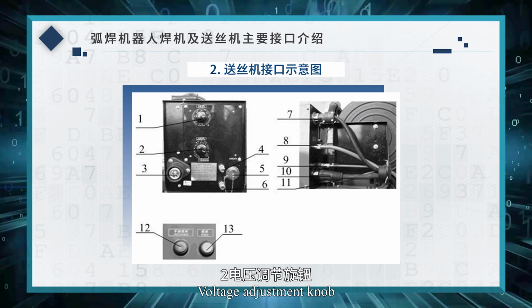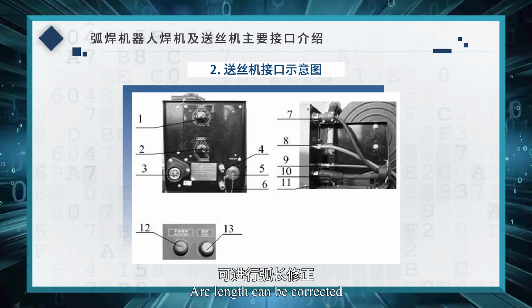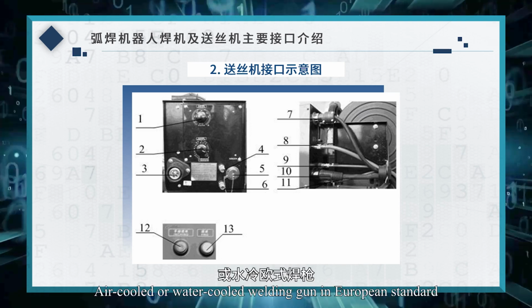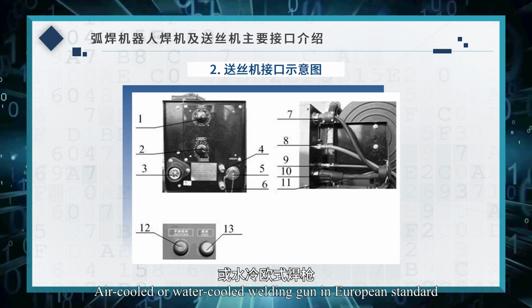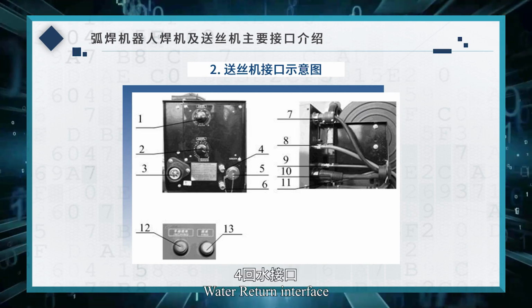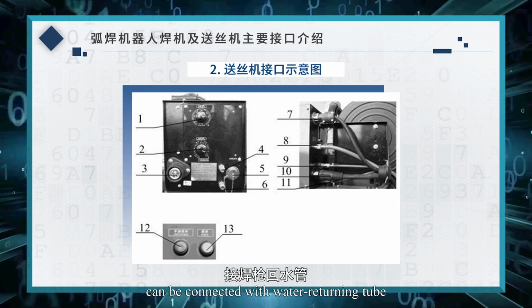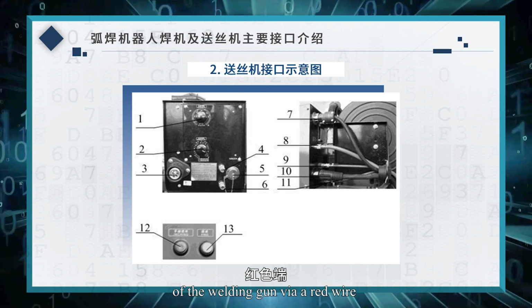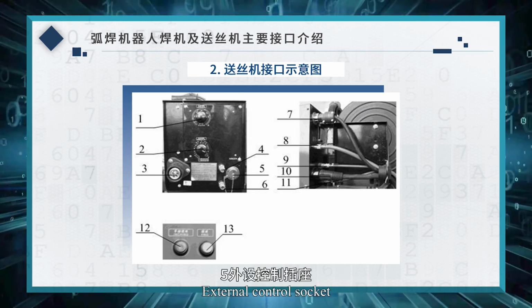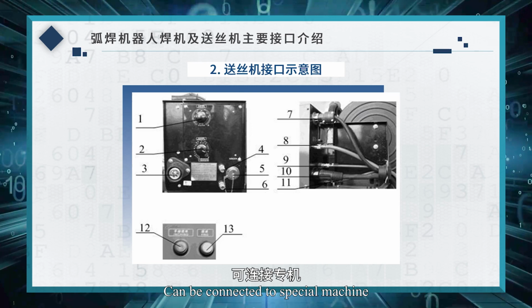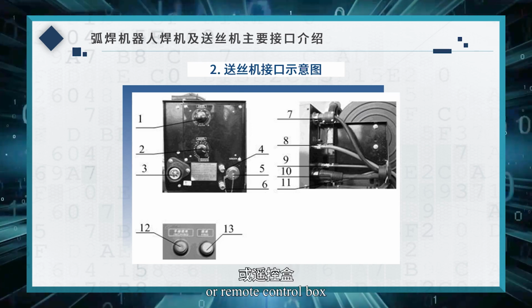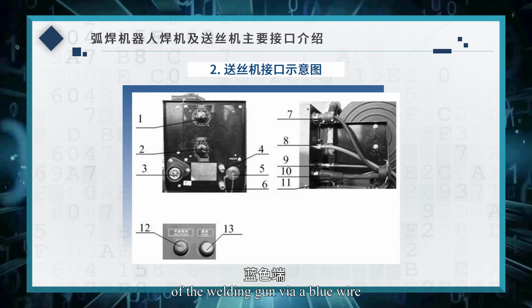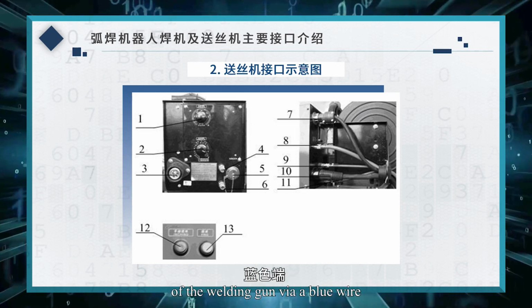Voltage adjustment knob. Turning the knob, arc length can be corrected. Welding gun interface can be connected with air-cooled or water-cooled welding gun in European standard. Water return interface can be connected with the water returning tube of the welding gun via a red wire. External control socket can be connected to special machine or remote control box. Water inlet interface can be connected with the tube of the welding gun via a blue wire.